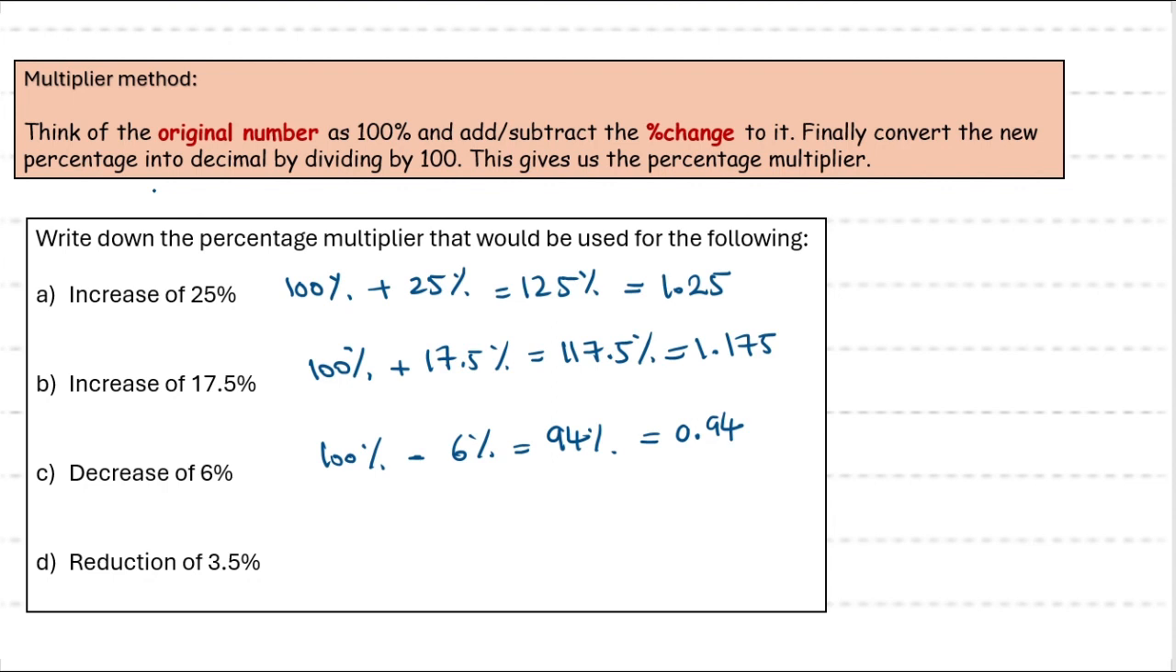Reduction, which is the same as decrease, of 3.5%. So we have 100% original number, subtract 3.5%. That gives us 96.5%, and in decimal that becomes 0.965 because we divide by 100.